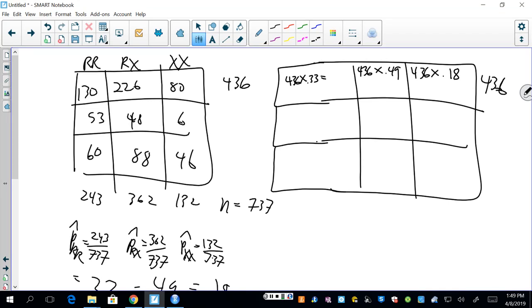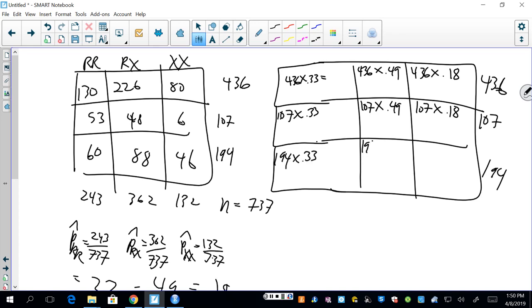So there are 107 here. So if these rates are the same in that one, 107 times 0.33, 107 times 0.49, and 107 times 0.18. And then this other one had 194. It would be 194 times that rate. 194 times 0.49, 194 times 0.18. Those will give us expected values.